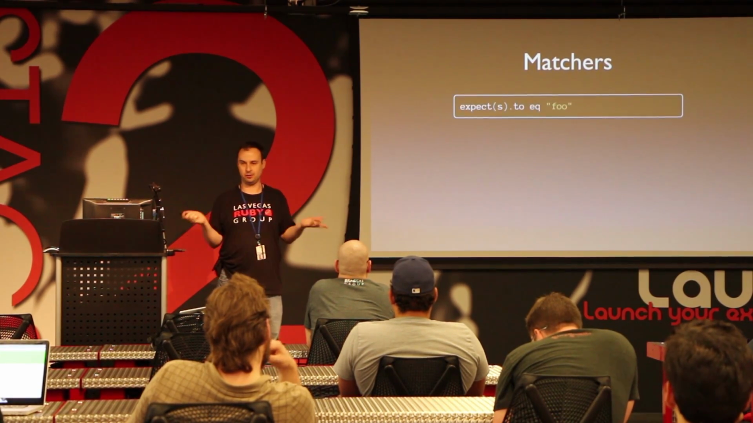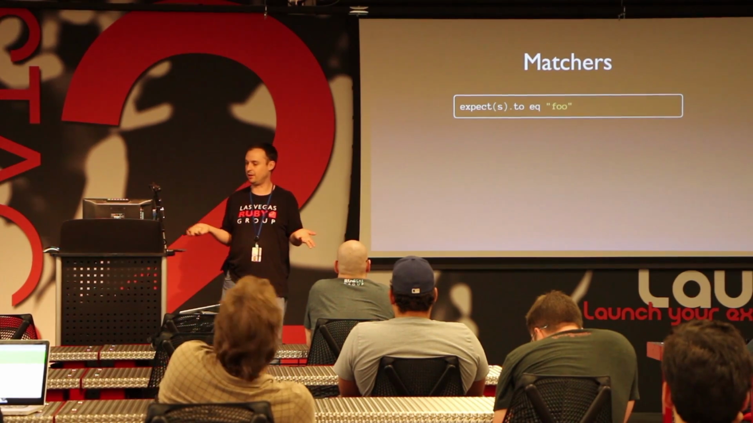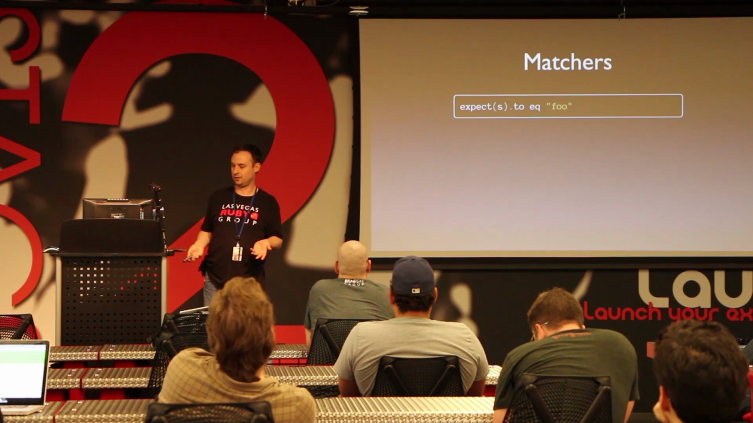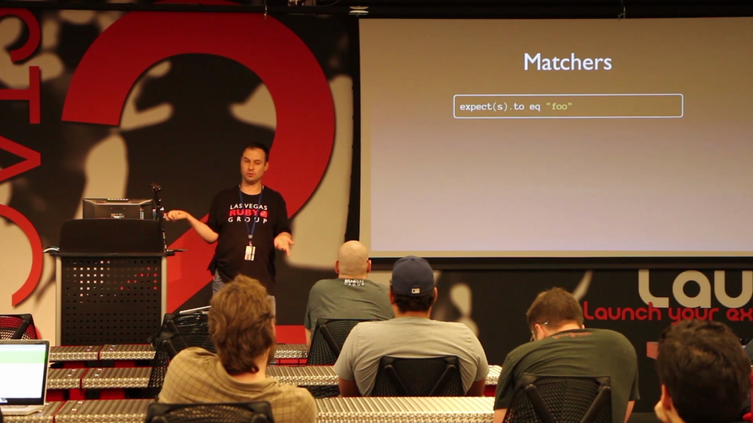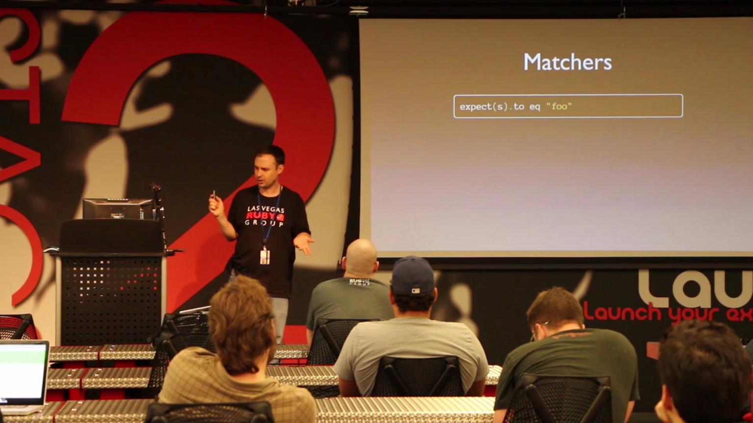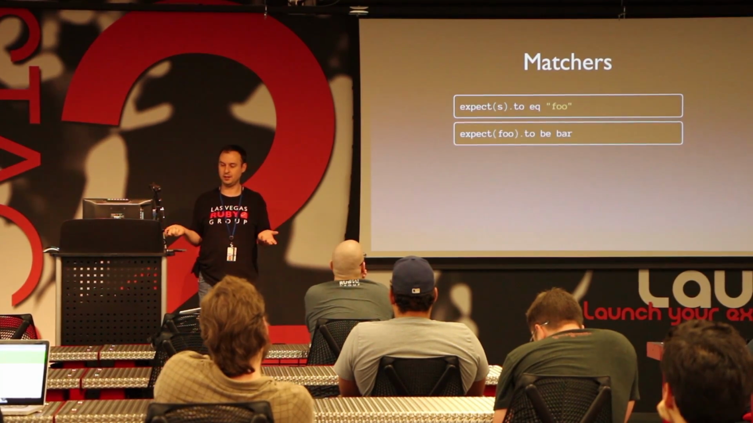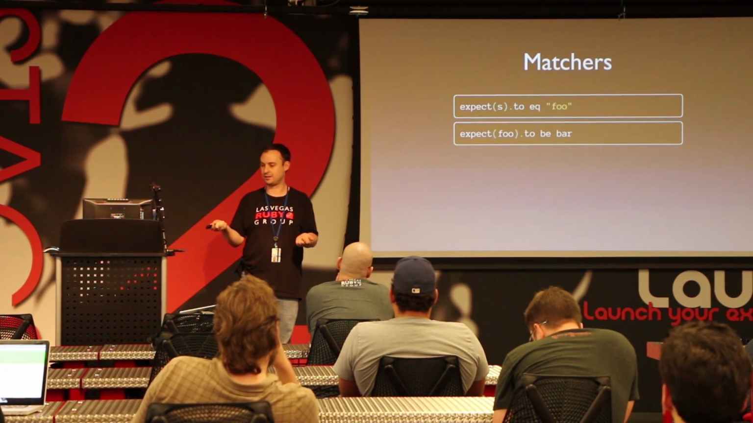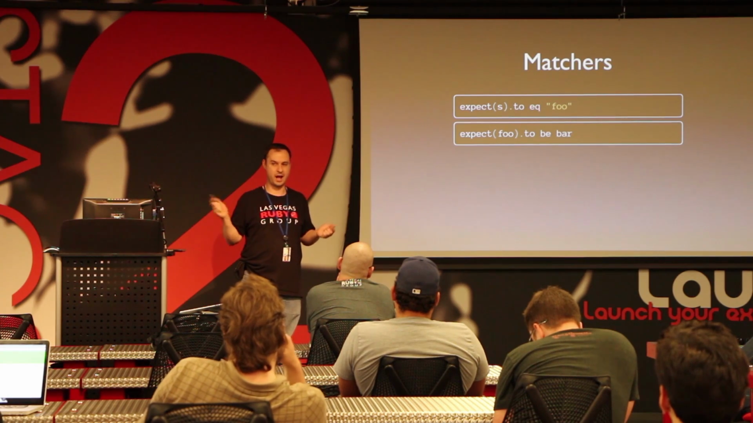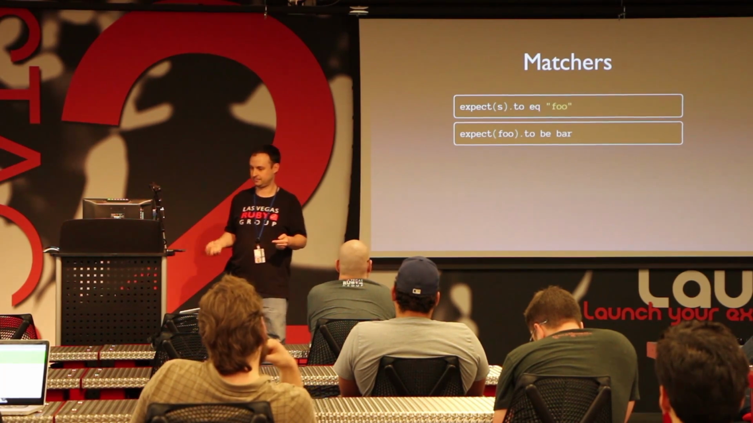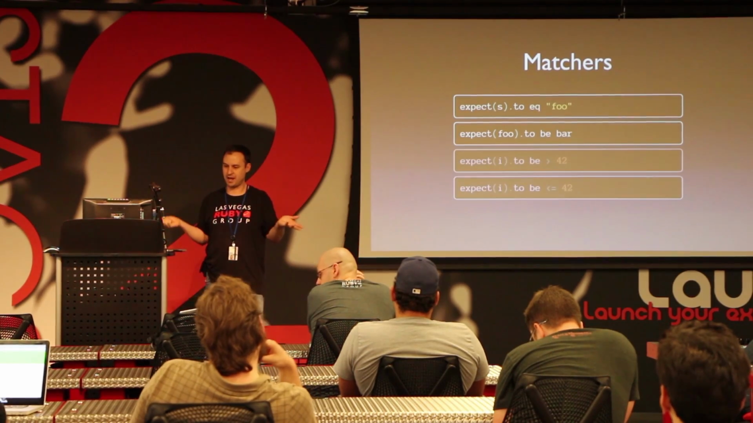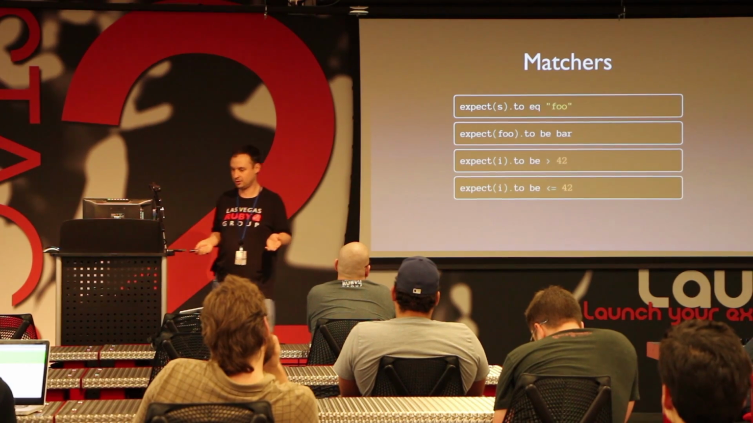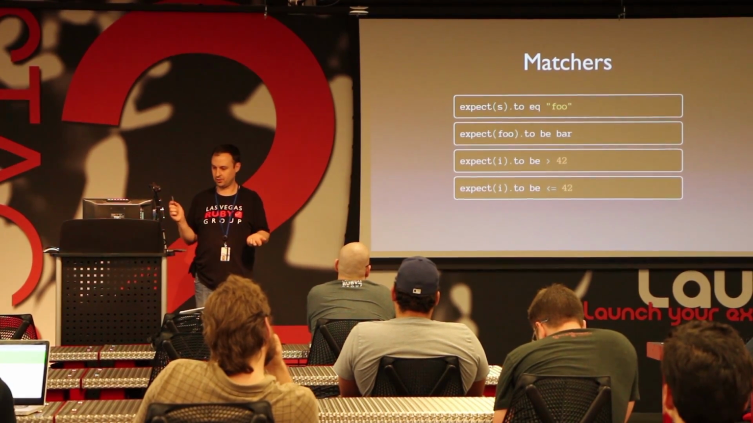So matchers are how you check things. We already saw the EQ matcher. That just expects two things are equal. In this case, this will pass if S equals the string food. There's also a matcher called B. This tests for identity. So this expectation would pass only if foo and bar are actually the same identical object. And then you have matchers for numeric comparisons, less than or equal to, greater than or equal to. Should be obvious what those do.